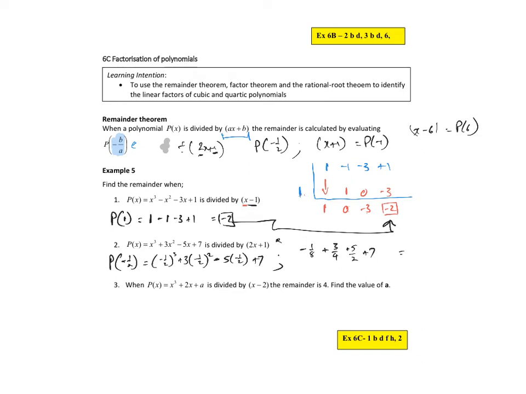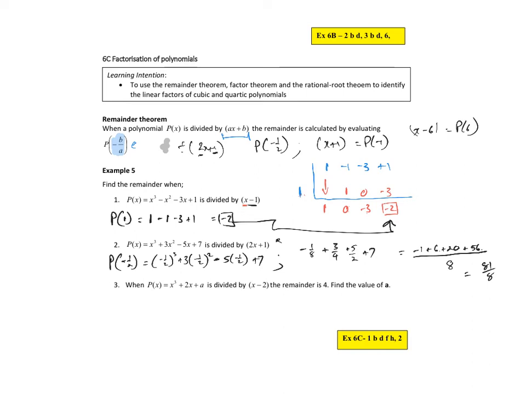So to add them together, I've got to make them all the same denominator. So let's make them all over 8. So I get negative 1/8. 3/4 is the same as 6 on 8. 5 on 2, multiply both by 4, is the same as 20 on 8. And 7 is the same as 56 on 8. So that gives me, 76, 82 minus 1, 81 on 8 is my remainder, okay?